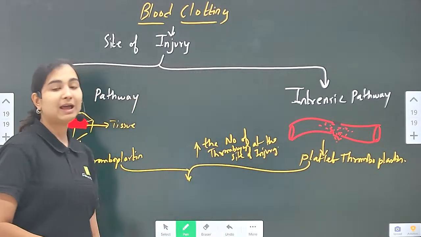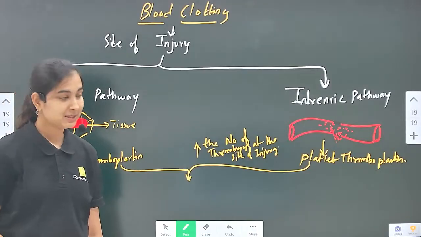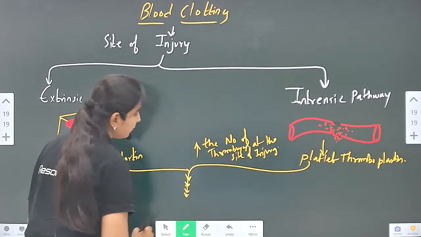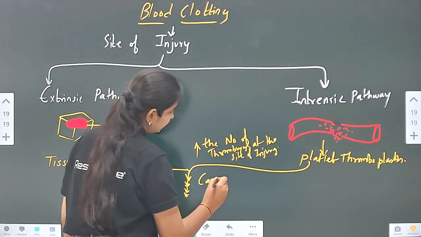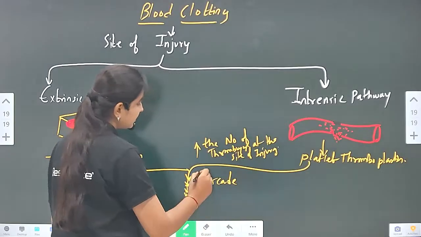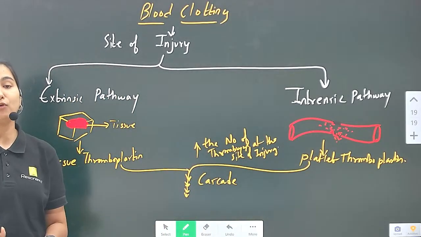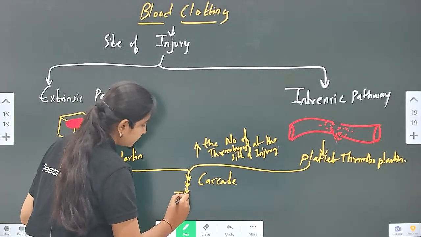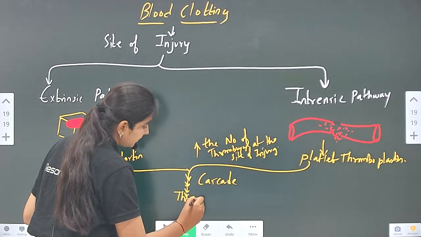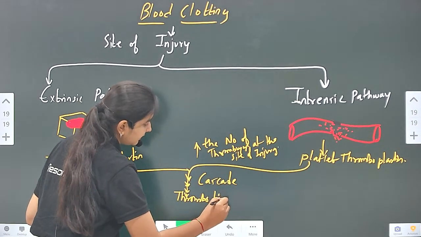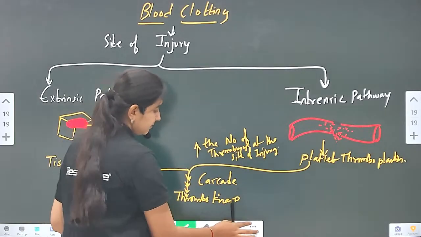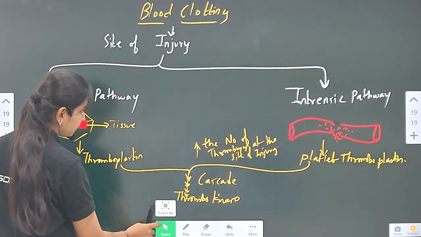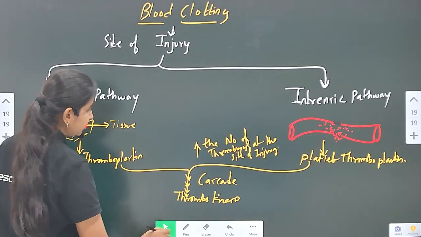Right. Now what will happen? Now here this thromboplastin, through the cascade mechanism, the series of steps, will be forming what? The thrombokinase. What will they be transformed into? They will be transformed into the thrombokinase. Fine. The thrombokinase.